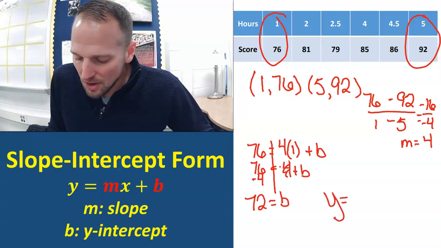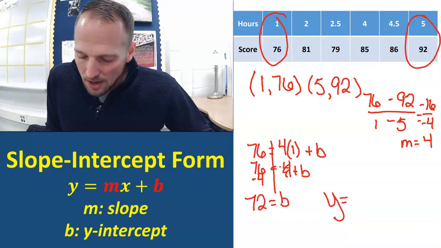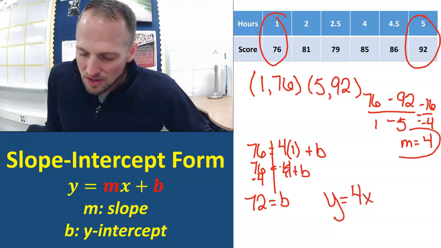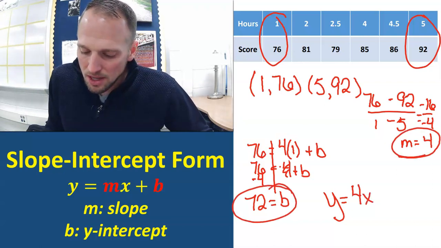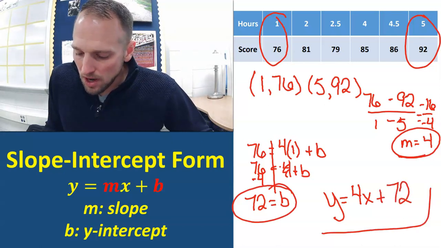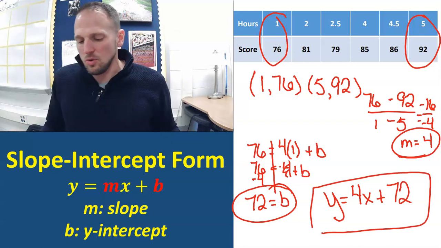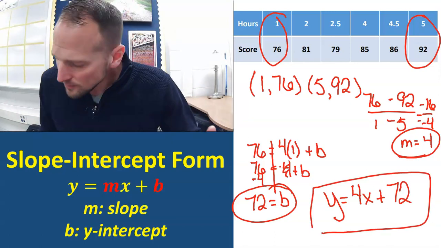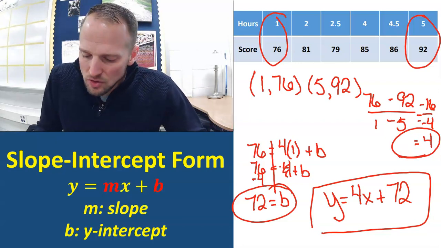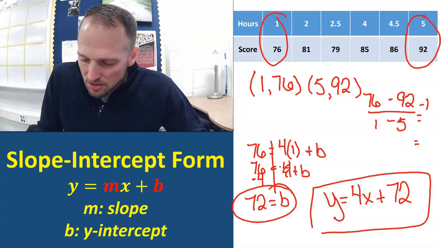So here's what I've got. y equals 4x, so m times x. We found the m already. We found the b already. mx plus b. y equals 4x plus 72. Okay, so let's figure this out. Let's use this to make a prediction.